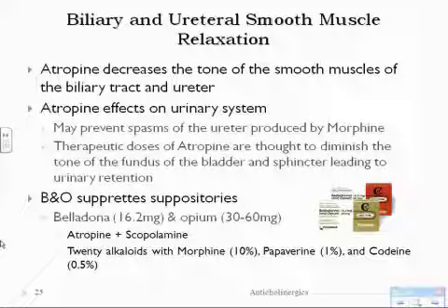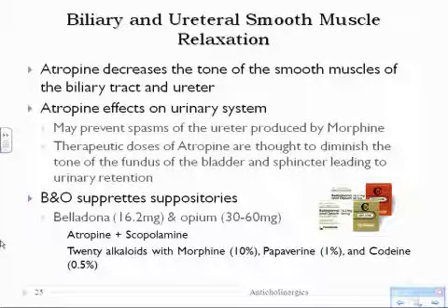B&O suppository is belladonna and opium. Okay, belladonna is that flower that I just showed you. That flower has about 20 different alkaloids, which include morphine, papaverine, and codeine. It also contains atropine and scopolamine in different concentrations. So that's the belladonna component. The opium itself has the 20 alkaloids.